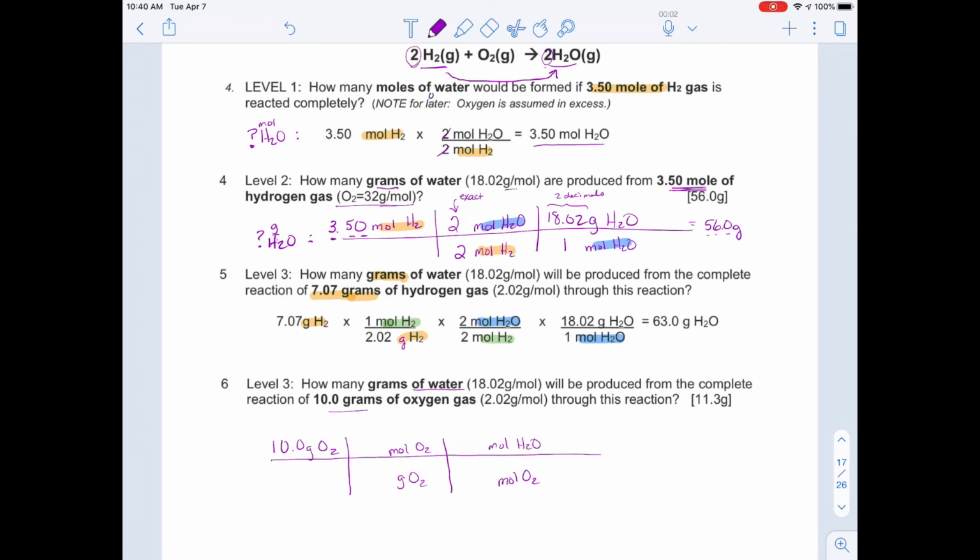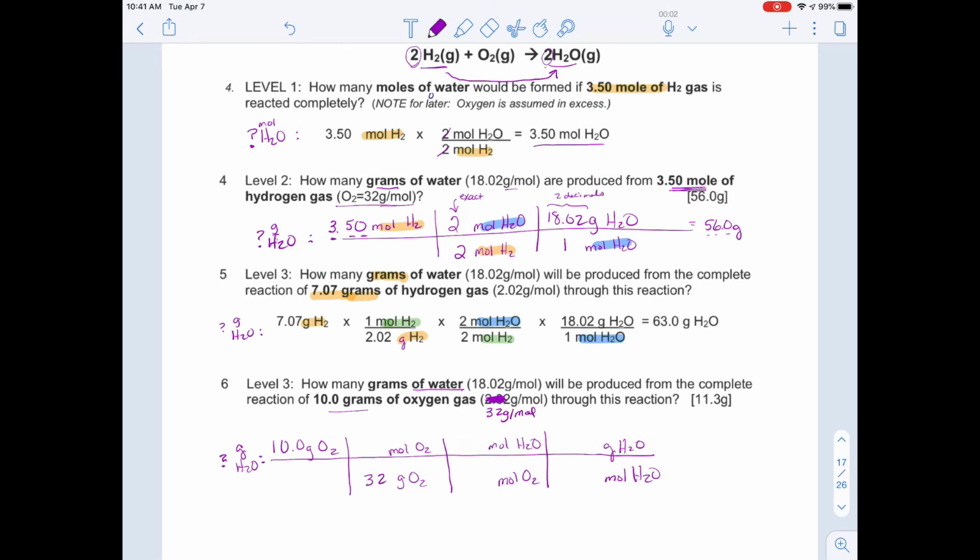So again, it asks for the grams of water, and this might have been helpful if off to the side you'd written grams of water. So you know that's where you're headed. Then you're going to go from moles of H2O to grams of H2O. This number should be 32 grams per mole.